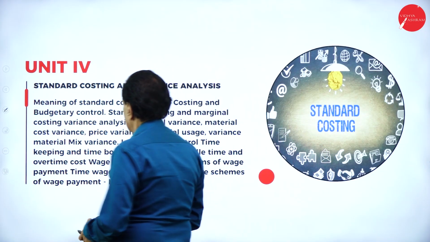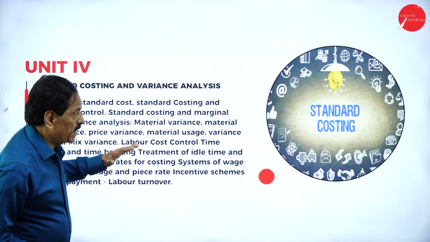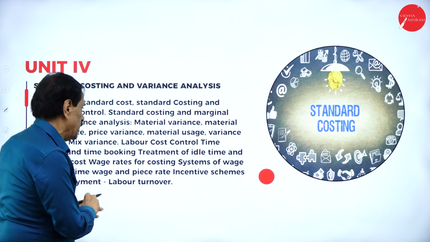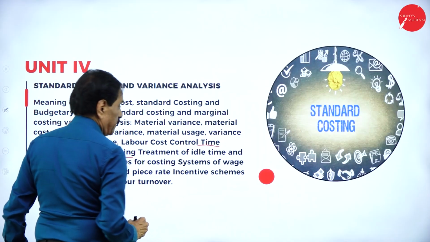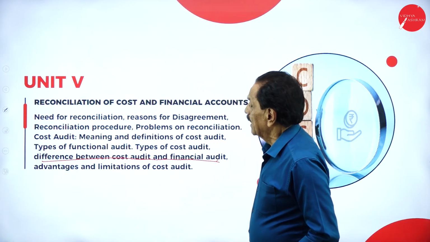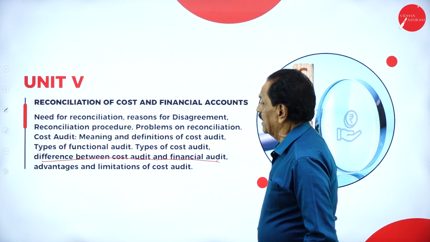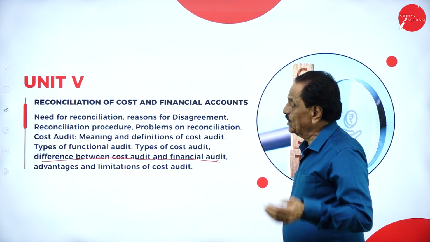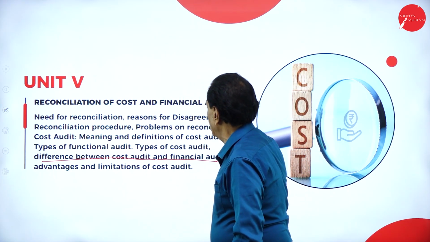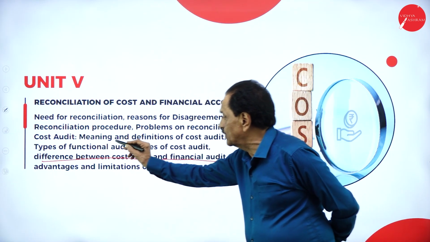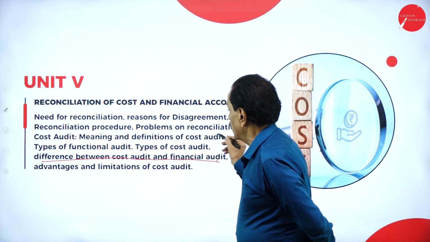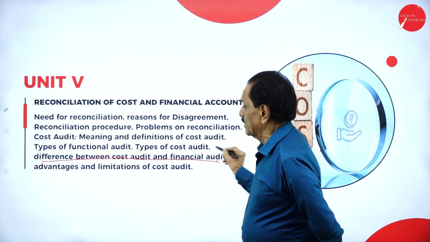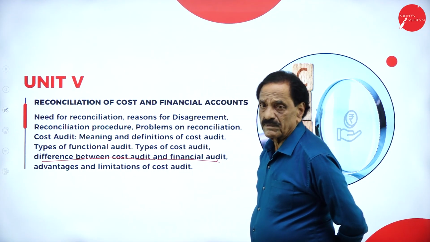Standard costing and variance analysis, meaning of standard costing and different units you have to do. Then timekeeping and time booking, this is important. Treatment of idle time you have to treat. Then reconciliation of cost and financial accounts. What's the profit as per the cost book? What's the profit as per the financial book? You have to read need for reconciliation, reasons for disagreement, reconciliation procedure, problems on reconciliation. Cost audit: what do you mean by cost audit? Meaning and definition of cost audit, types and functions of cost audit.